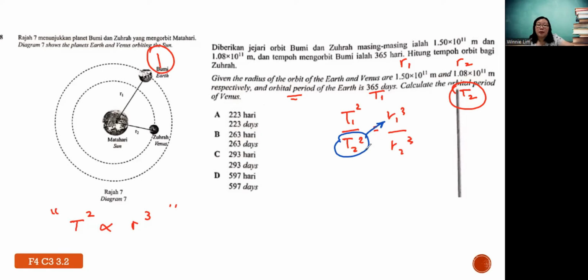Okay, T1 square equals R1 cube over R2 cube. Then you times it by T2 square already, right? But we want T2 alone. Now you have to bring this R to the other side. So how do you do that? Same thing: if you want to bring it to the other side, this one, bring down. Corner. Then move here.